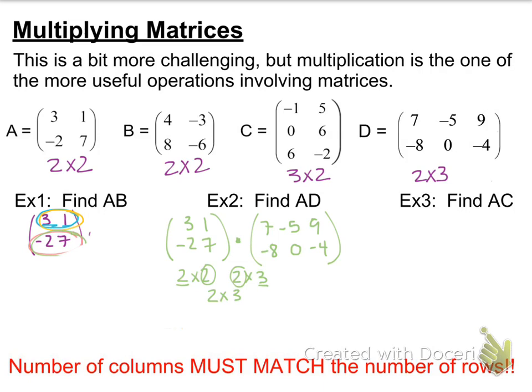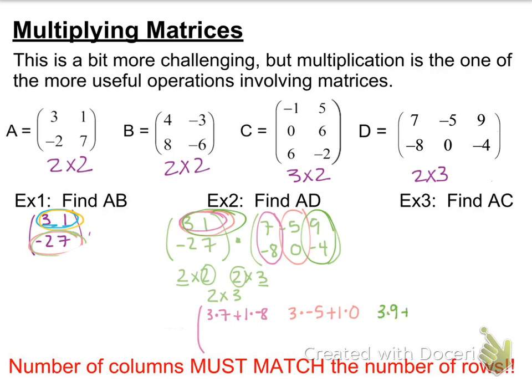Okay, so I do row, column. So 3 times 7 plus 1 times negative 8. Then I keep doing that row. Row, column. 3 times negative 5 plus 1 times 0. I keep working that row. Row, column. 3 times 9 plus 1 times negative 4. Now that I've hit all my columns, I switch rows, which means I'm going to switch rows in my answer.